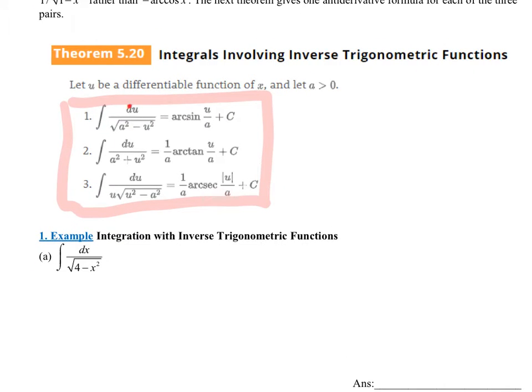It says the integral of du, so it's essentially 1 over the square root of a squared minus u squared is the arc sine of u over a. So we actually have two substitutions here. We have to substitute in a u value and an a value, and that's equal to the arc sine of u over a plus c. We have number 2, which is the integral of du over a squared plus u squared is 1 over a arc tan u over a plus c, and then 3, the integral of du over u square root of u squared minus a squared is 1 over a arc secant of the absolute value of u over a plus c. And then if you have the negative sign, you could just pull that negative sign out in front.